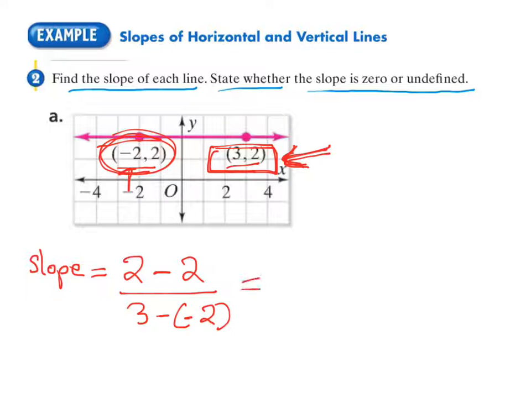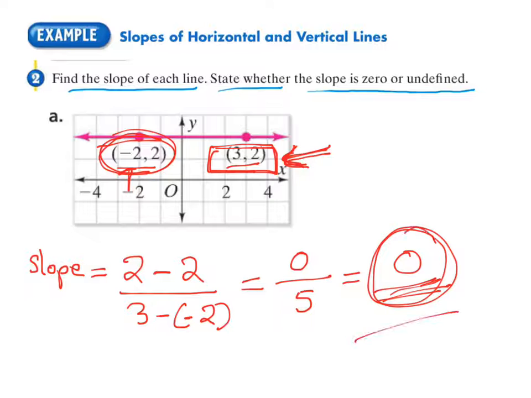So we can simplify 2 minus 2 is 0 divided by 3 minus negative 2 is 5. 0 divided by any number is 0. So what is the slope of this line? 0. Do you observe what type of a line is this? It is a horizontal line. So can I say for any horizontal line, the slope is always 0.